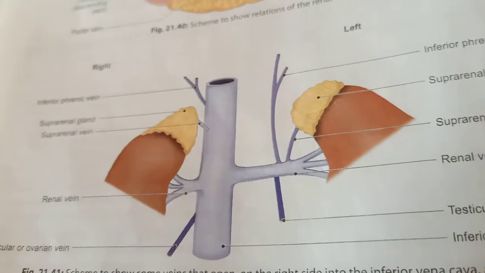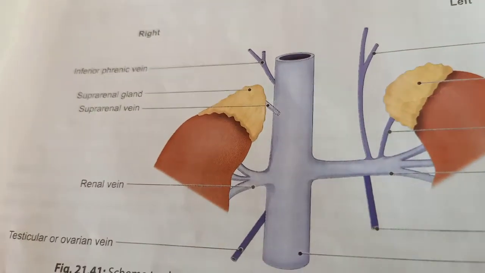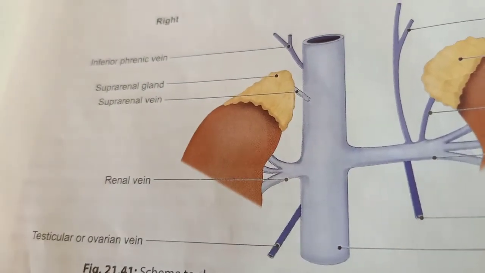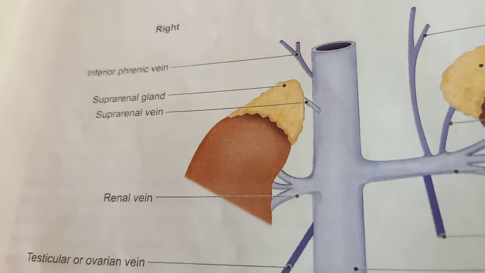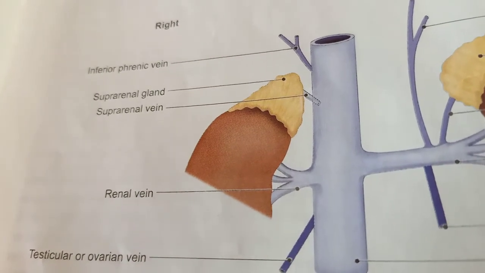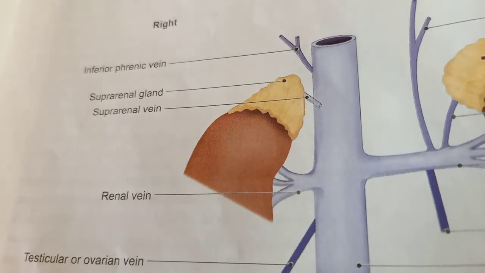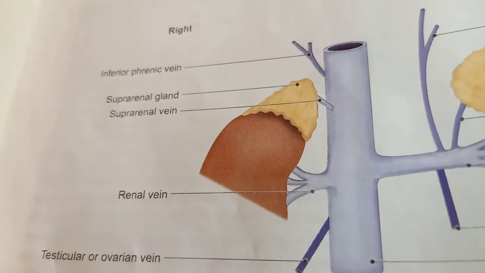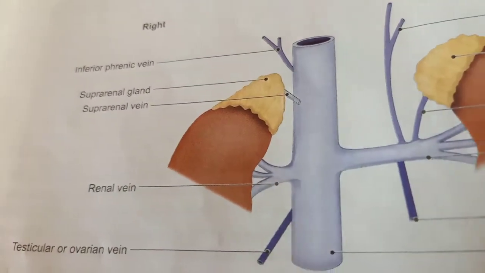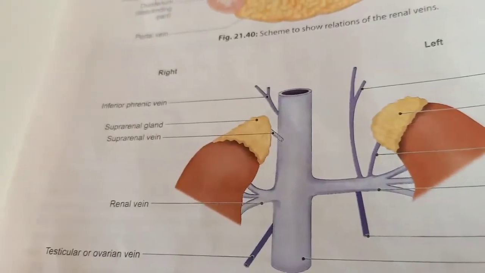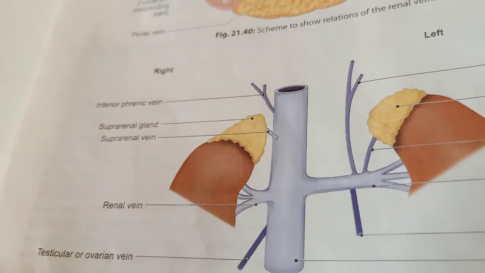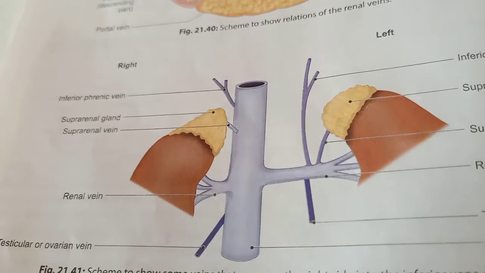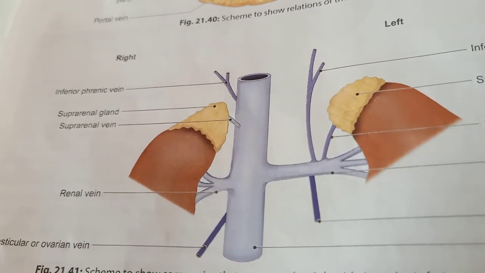The next is the testicular vein or the ovarian vein. The testicular vein, you all know, is one of the constituents of the spermatic cord, and it travels through the spermatic cord and the inguinal canal in the form of a plexus, known as the pampiniform plexus. So the testicular veins, on the right and the left, pass through the spermatic cord and the inguinal canal and form the pampiniform plexus.